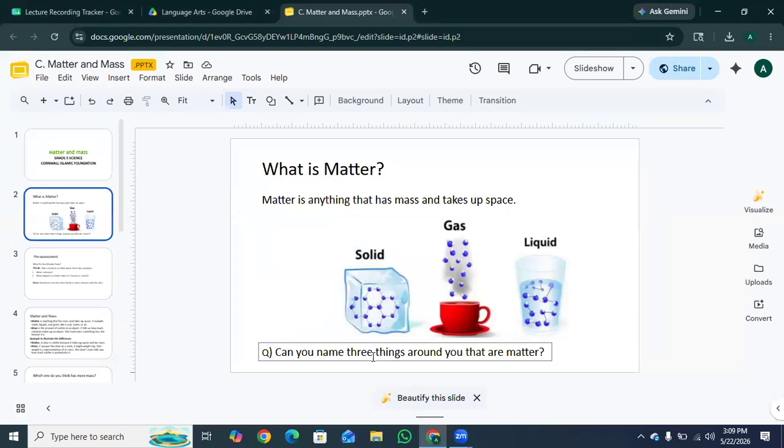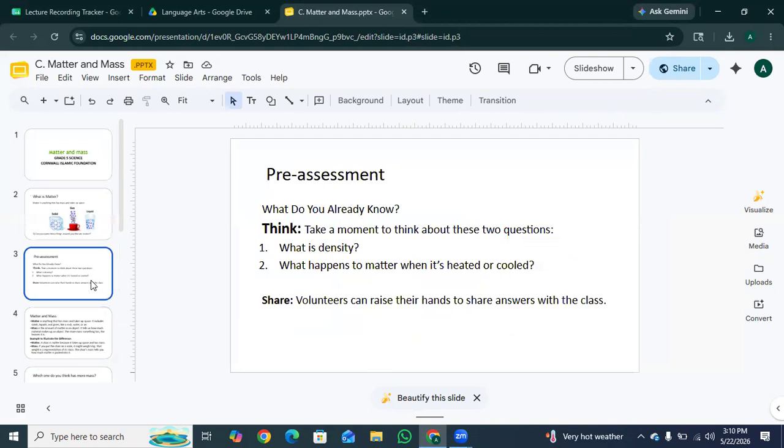So, this is your activity: you have to name three things around you that are matter. It can be anything like a chair, table, or whatever. Okay? So this is your pre-assessment, and you have to take a moment to think about these two questions. The questions are: what is density? And what happens to matter when it's heated or cooled? Okay?